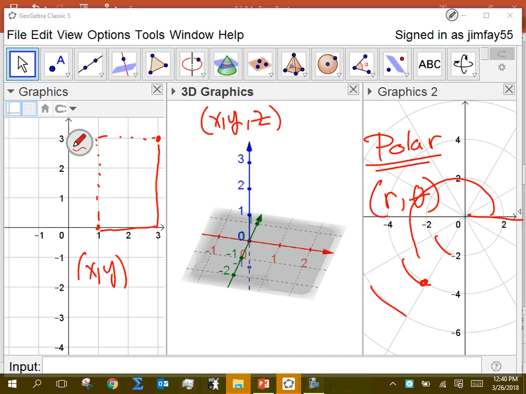So maybe that's like 270, or sorry, 45 degrees or something like that. Does that kind of make sense? Okay. They're all human inventions for us to understand something.